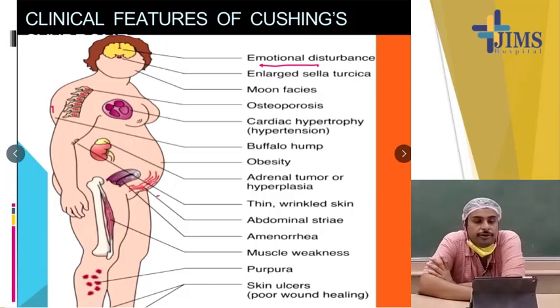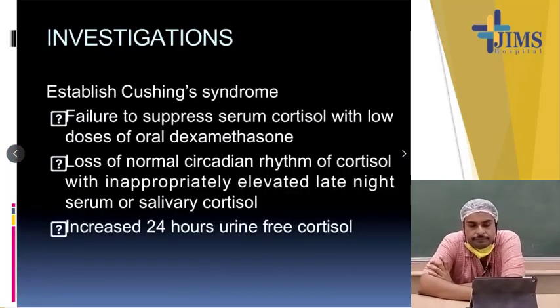Now, how do you investigate a Cushing syndrome? The first challenge is to diagnose from the clinical history, and the most important part is that the features are non-specific. It's failure to suppress serum cortisol with low doses of oral dexamethasone. This is one method. Loss of normal circadian rhythm of cortisol with inappropriately elevated late night serum or salivary cortisol, and increased 24 hour urinary free cortisol. These are the three methods by which you can establish a Cushing syndrome.